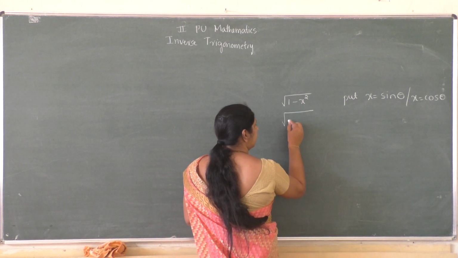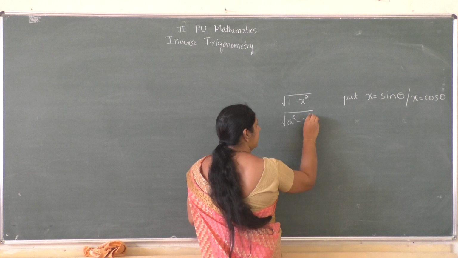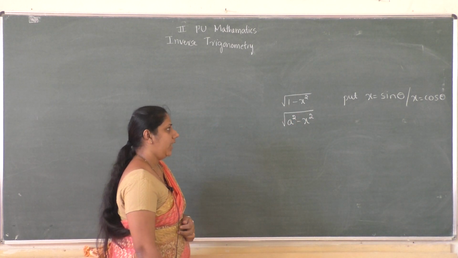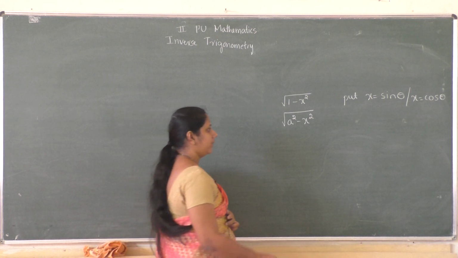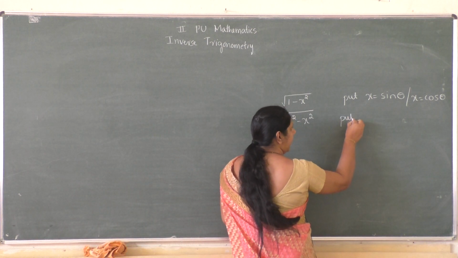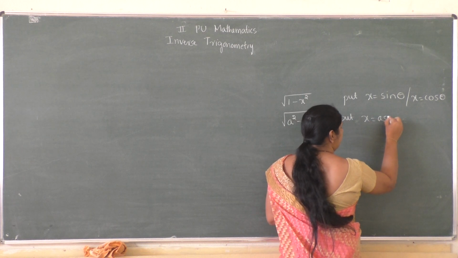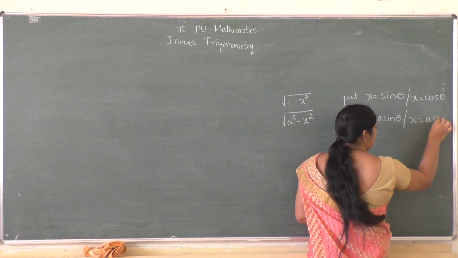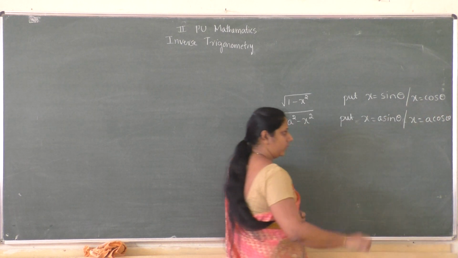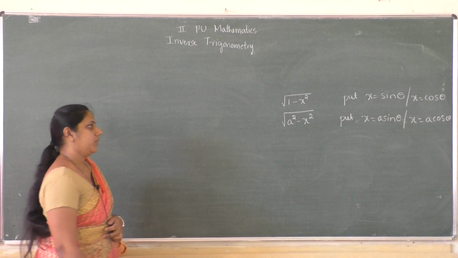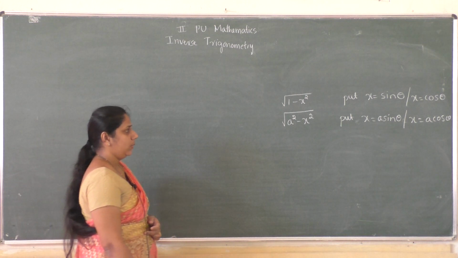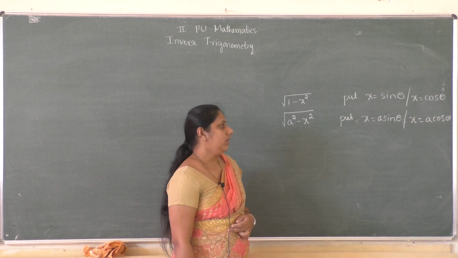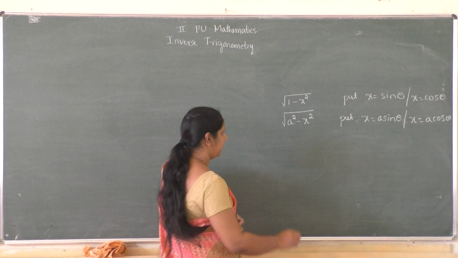Or if we have the term like root of a square minus x square, you have to take either x equal to a sin theta or x equal to a cos theta. So if we have the term root of a square minus x square, then you have to take either x equal to a sin theta or x equal to a cos theta.